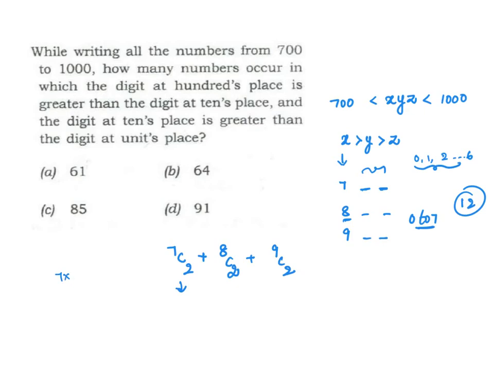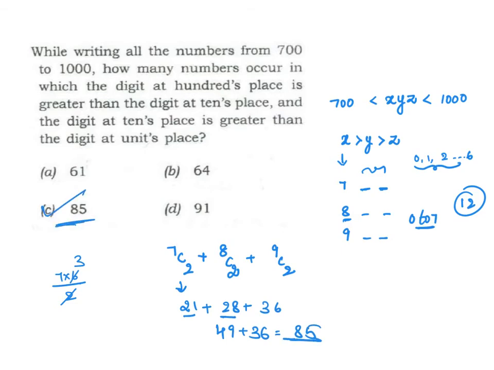7C2 is 21, that is 7 into 6 by 2. In the similar manner, 8C2 is 8 into 7 by 2, 28. 9C2 is 9 into 8 by 2, 36. This one is 49 plus 36. Put together it is 85. So the answer is 85 numbers.